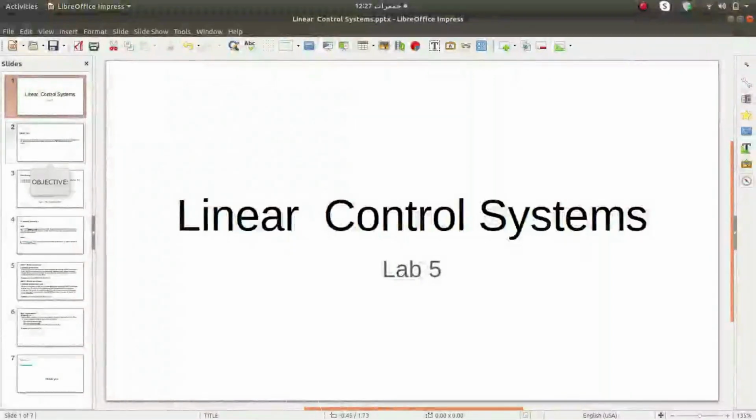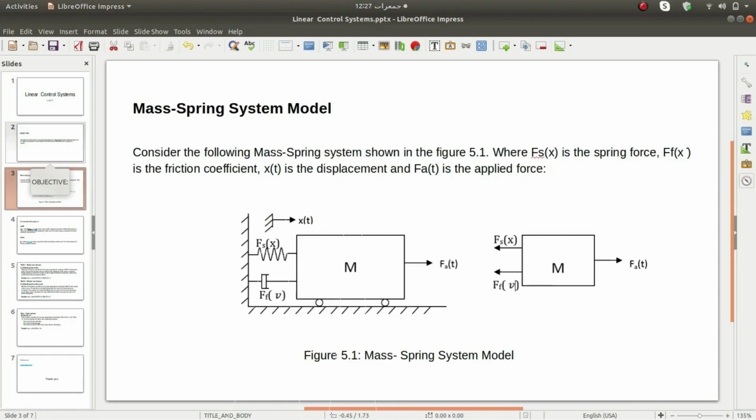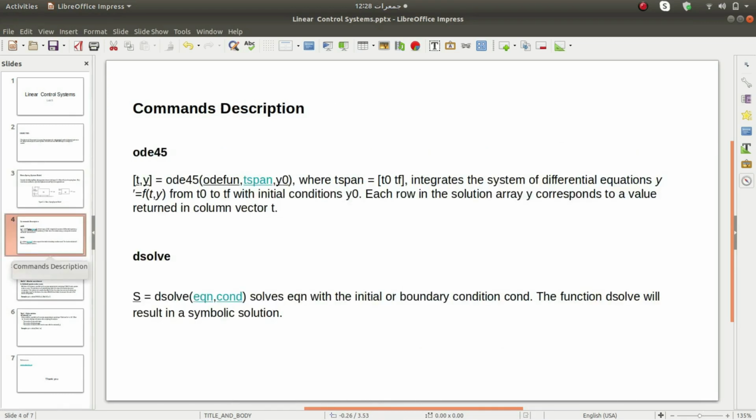Now we will discuss the commands which we left in our manual, like ODE45, the options command, and stats on command. The objective was to analyze, implement or solve the mathematical model of any physical system. So we have this example, a mass attached to a spring. We applied one force, and in the opposite direction two forces are acting on this mass, which are the spring constant and frictional force. So we use ODE45 and dsolve to solve this system.